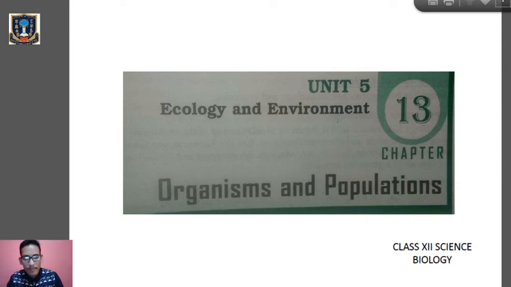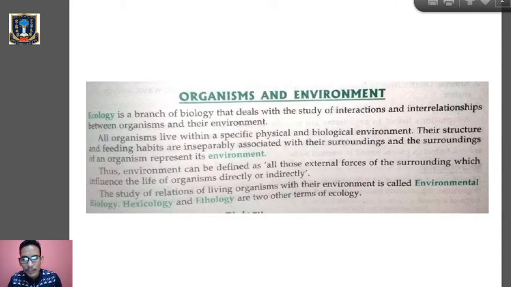Welcome to biology class. So we will start with the unit Ecology and Environment with the chapter Organisms and Populations, chapter number 13. Clear? Before going to the chapter, what do ecology and environment mean? Before that, what do you mean by ecosystem? Ecosystem means the interactions between the biotic and the abiotic components along with their environment. So what do you mean by ecology? Ecology means the study of those interactions between the living and the non-living organisms along with their environment.